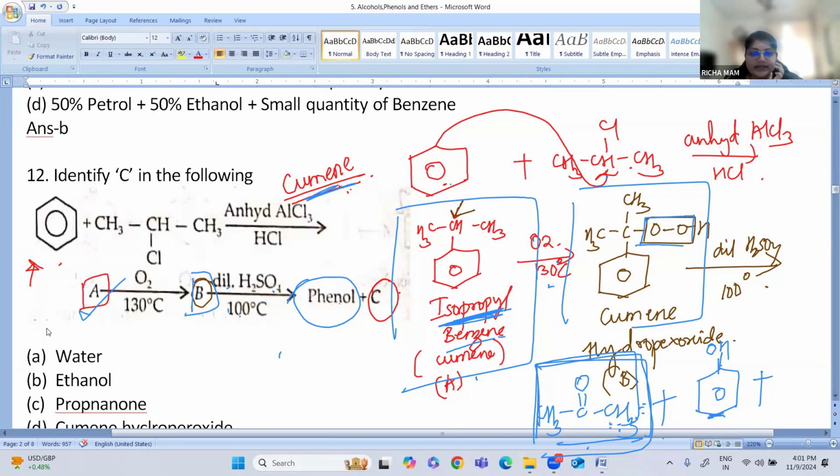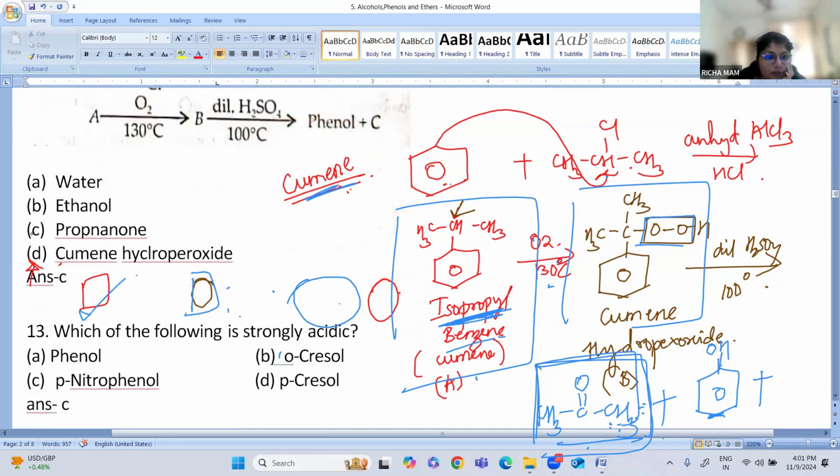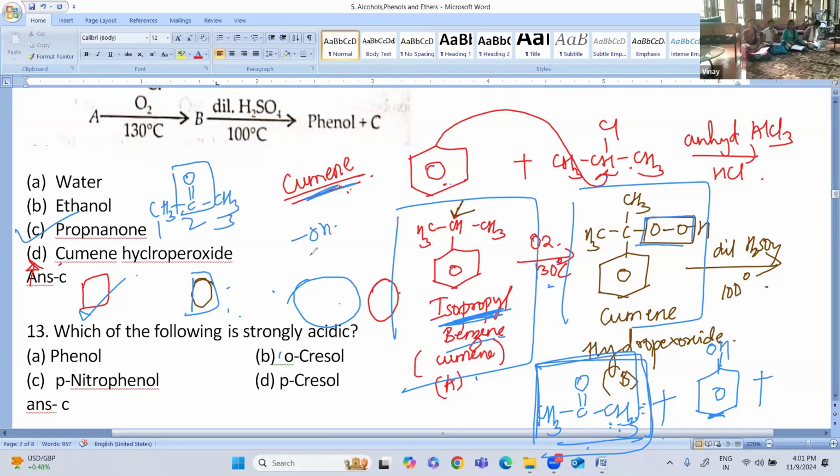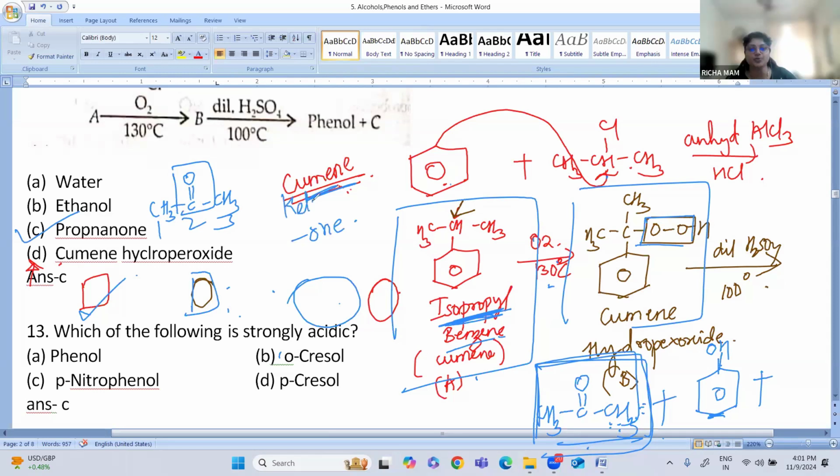This acetone is also called propanone, right? So option number C, propanone, because this is propane, with carbons 1, 2 and 3, and for ketone, the suffix is one. So option number C, propanone. Is it clear?